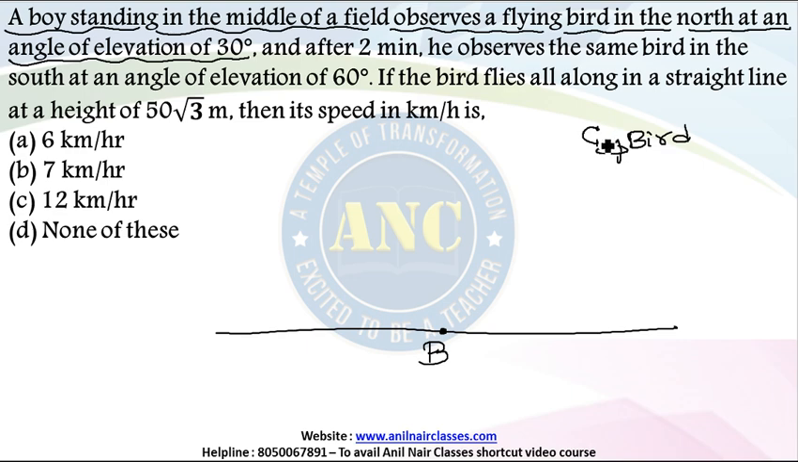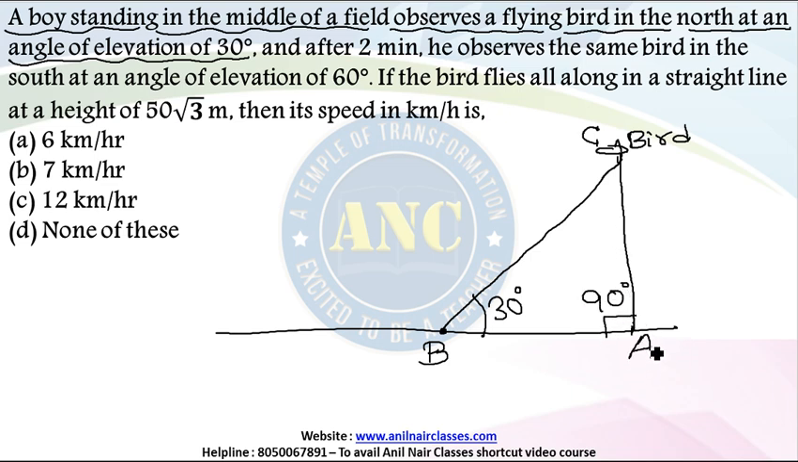The boy observes the flying bird in the north at an angle of elevation of 30 degrees. Now, this particular angle is given in the question as 30 degrees. So, this will be 90 degrees. I will call this point as point A.